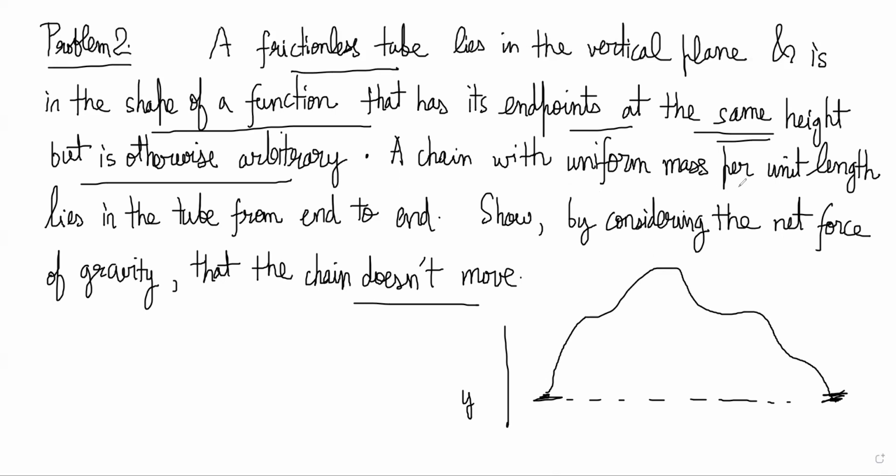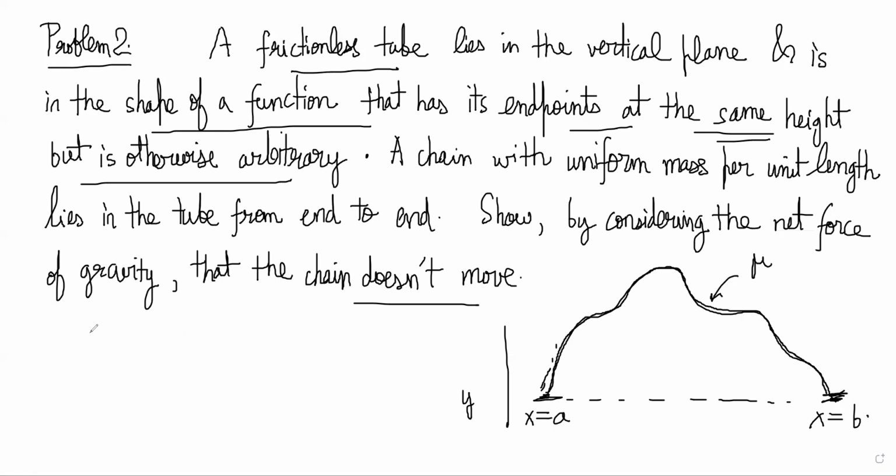A chain with uniform mass per unit length lies in the tube from end to end. So technically you should think of this tube, and inside that you have put a chain, and the chain has uniform mass per unit length. So mu is the mass per unit length of this chain. We have to figure out what is the net force of gravity on this chain and use that to prove that the chain will not move, right? That is our problem. We don't know the actual shape of the chain. We just know that it is hanging in such a way that the heights of the two ends are equal, right? So let's say this is the position x is equal to a, and this is the position x is equal to b. The height of the function at x equal to a and x equal to b are equal. We don't know anything about the rest of the chain, how it is hanging, right?